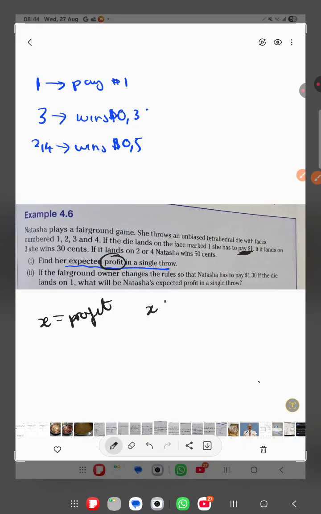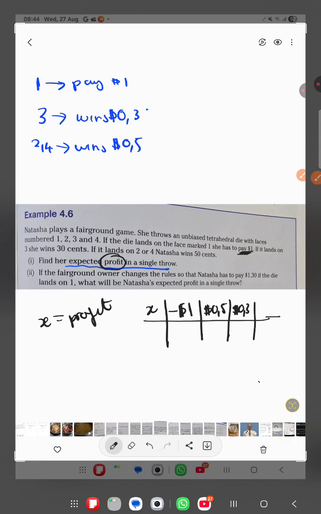So X is profit. What are Natasha's possible profits? You have to think about that. If it landed on 1, she's paid $1, so her profit is minus $1. You concur? Minus 1. If it lands on 2 or 4, her profit is plus 50 cents, 0.5. And if it lands on 3, her profit is 30 cents.